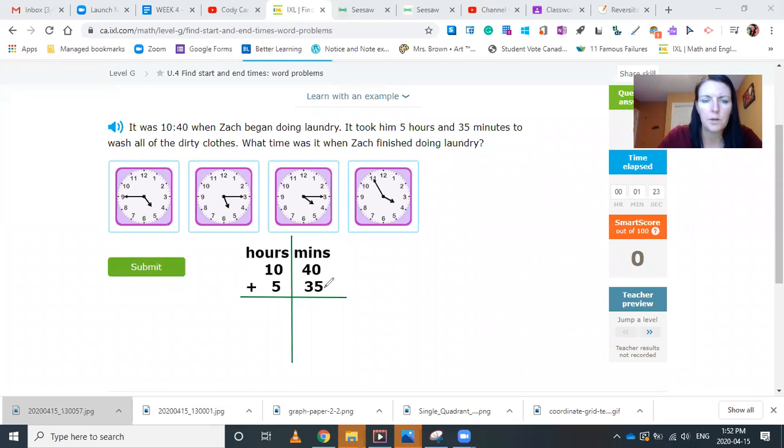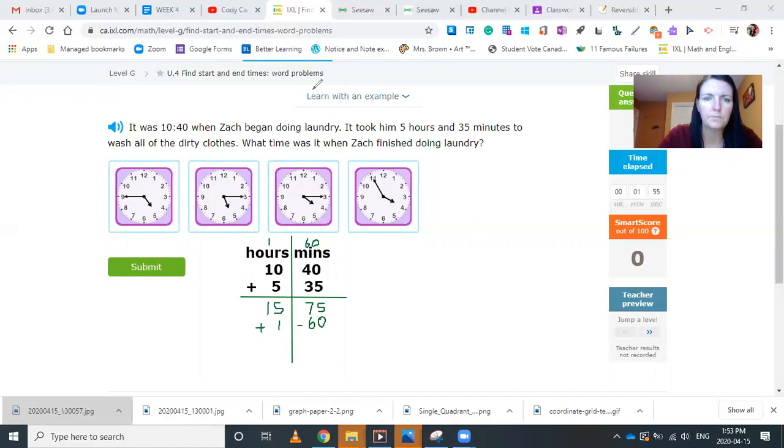So let's go. 0 plus 5, we've got 5. 4 plus 3 is 7. 10 plus 5 is 15. Okay, we can't leave it as 15 hours and 75 minutes. Well, there's no such time as that. So 1 hour we know is 60 minutes. So we're going to subtract 60 on this side, and we're going to give it across to the hours, which means we add 1 hour onto this side, right?